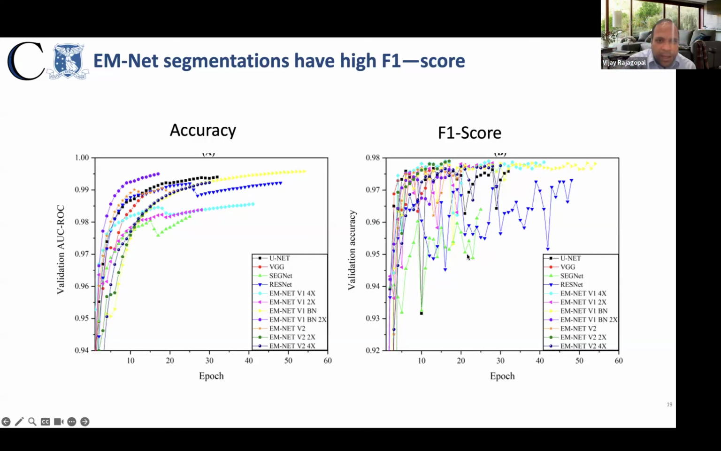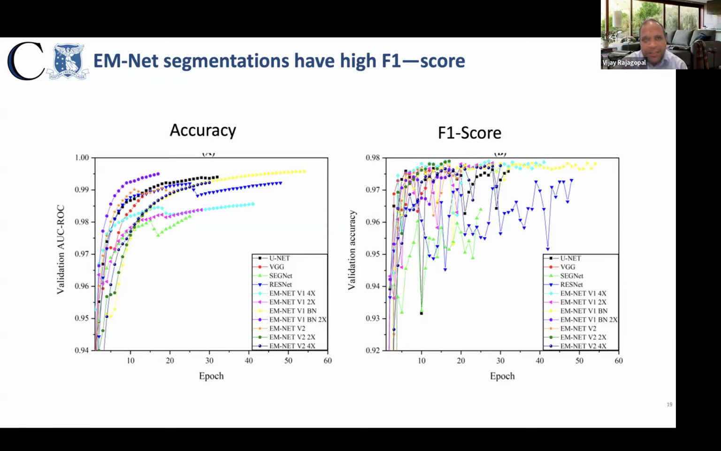So here's EMNet's performance for accuracy and F1 score. Its different variants are shown here at the bottom. And then we compared it against UNet, VGG, SegNet, and ResNet. And you can see that EMNet does indeed perform quite well. As you go through the number of epochs, you can typically see that EMNet does learn a bit faster than the standard UNet model, and VGG, and so on and so forth.